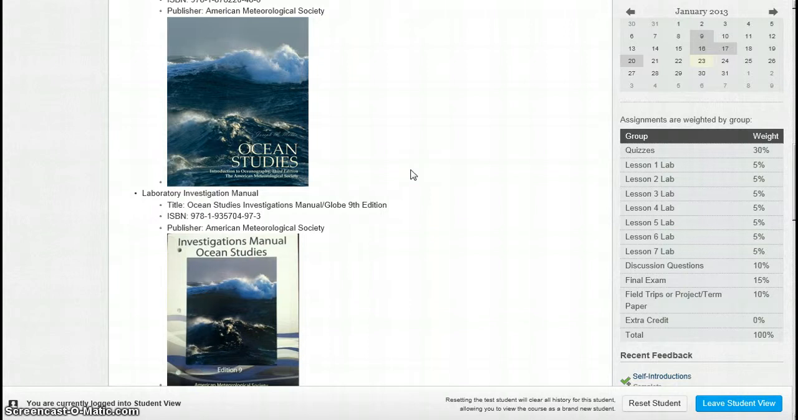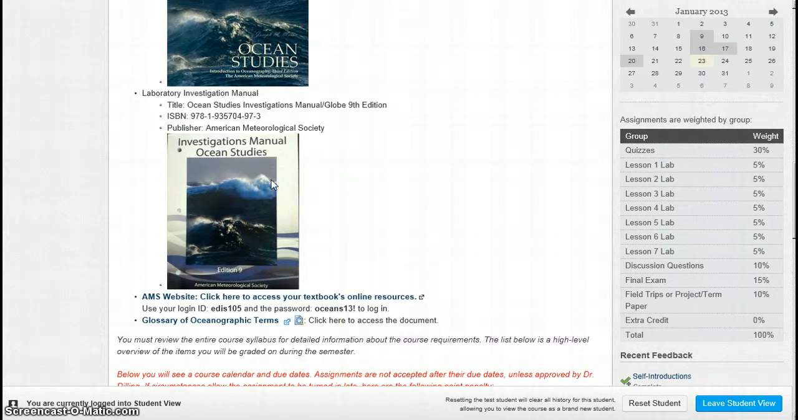The Laboratory Investigations Manual, the cover is right here. It's titled Ocean Studies Investigations Manual with Globe. It's the 9th edition. This edition just came out in 2012, last semester for fall. It might be hard to find a used copy of this investigations manual, but you absolutely have to have the 9th edition. Otherwise, your questions and answers will not line up with the exercises that are set up for this course. And you'll see what I'm talking about in just a minute when we go into the actual exercise.